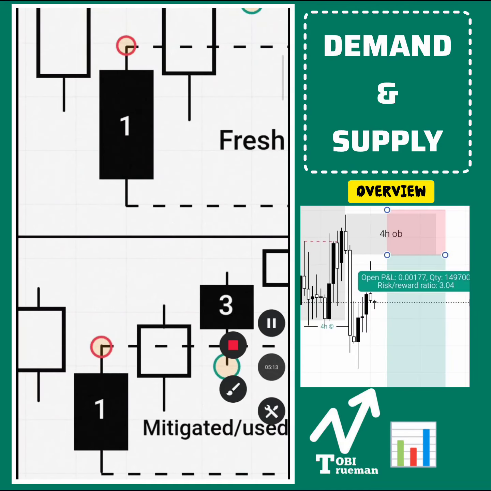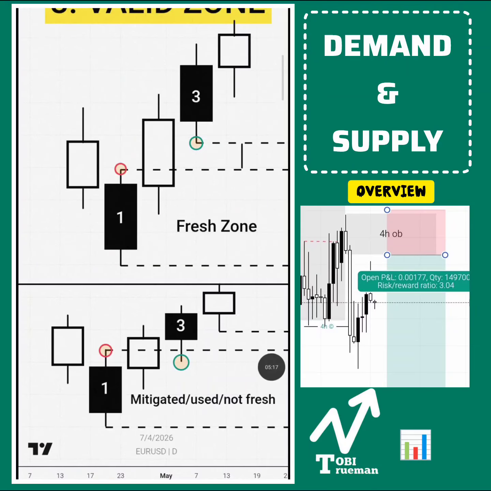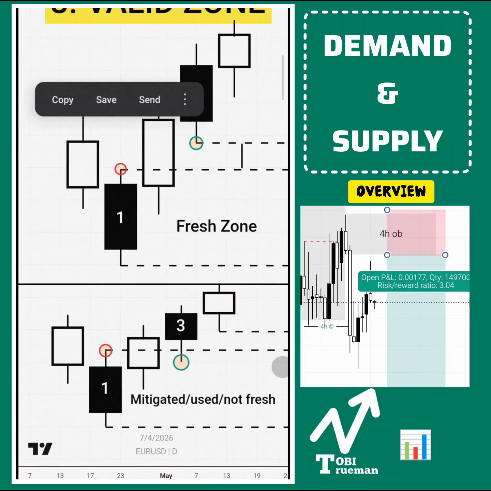When you observe that the high point of candlestick 1 and the low point of candlestick 3 have already met each other, there's no space in between them. You see, there's no space. Everything is already mitigated. That's what we call mitigation.